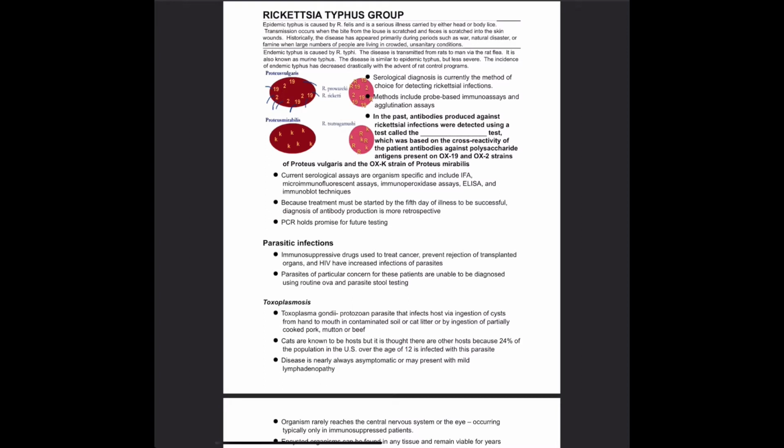Because treatment has to be started by the 5th day of illness in order to be successful, diagnosis of antibody production is usually retrospective. And of course, like most things, PCR holds promise for future testing.